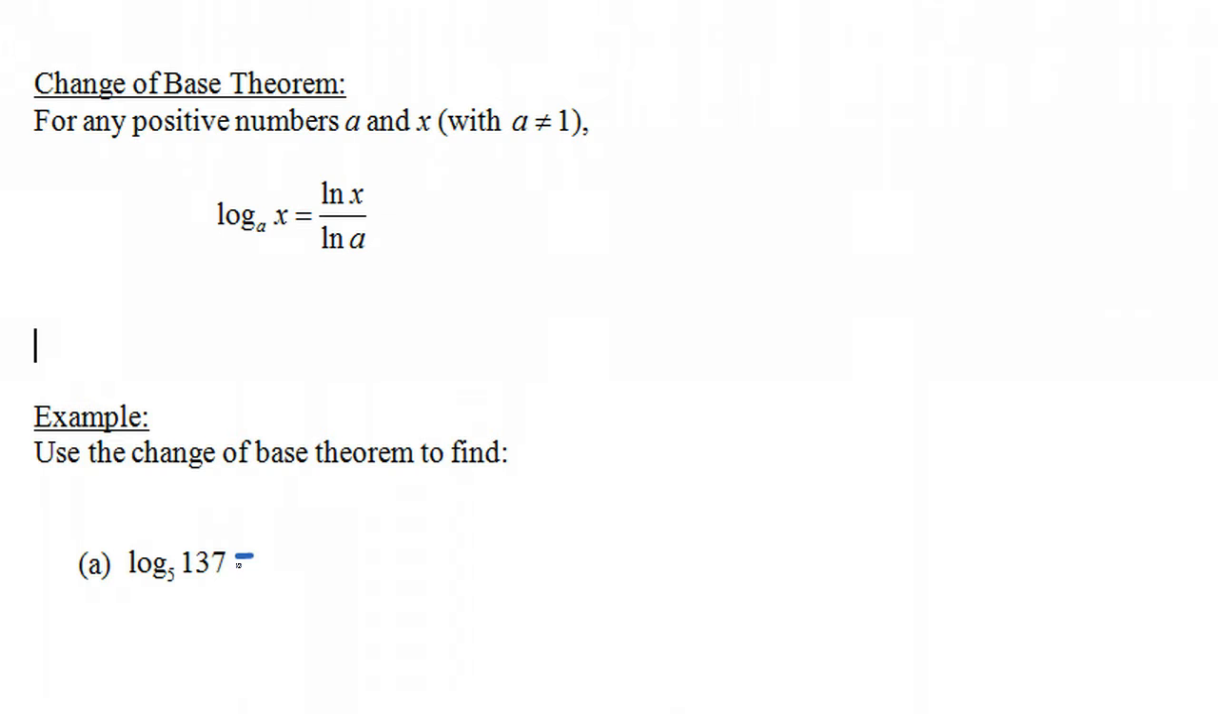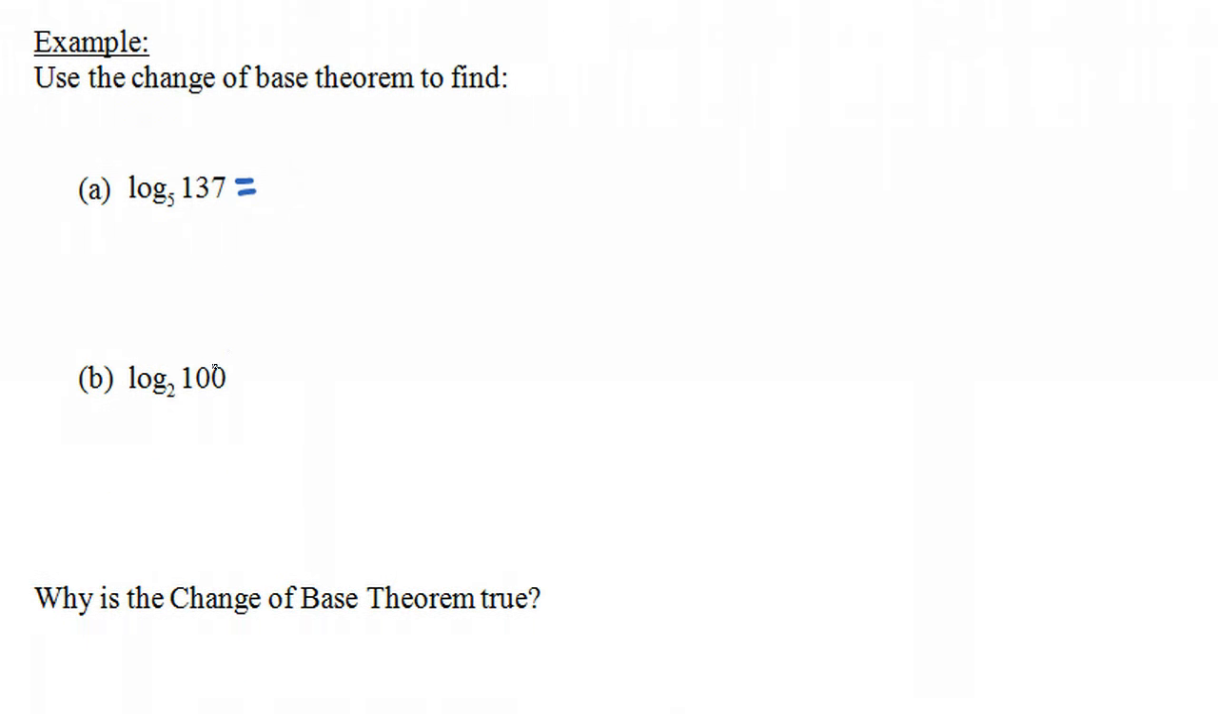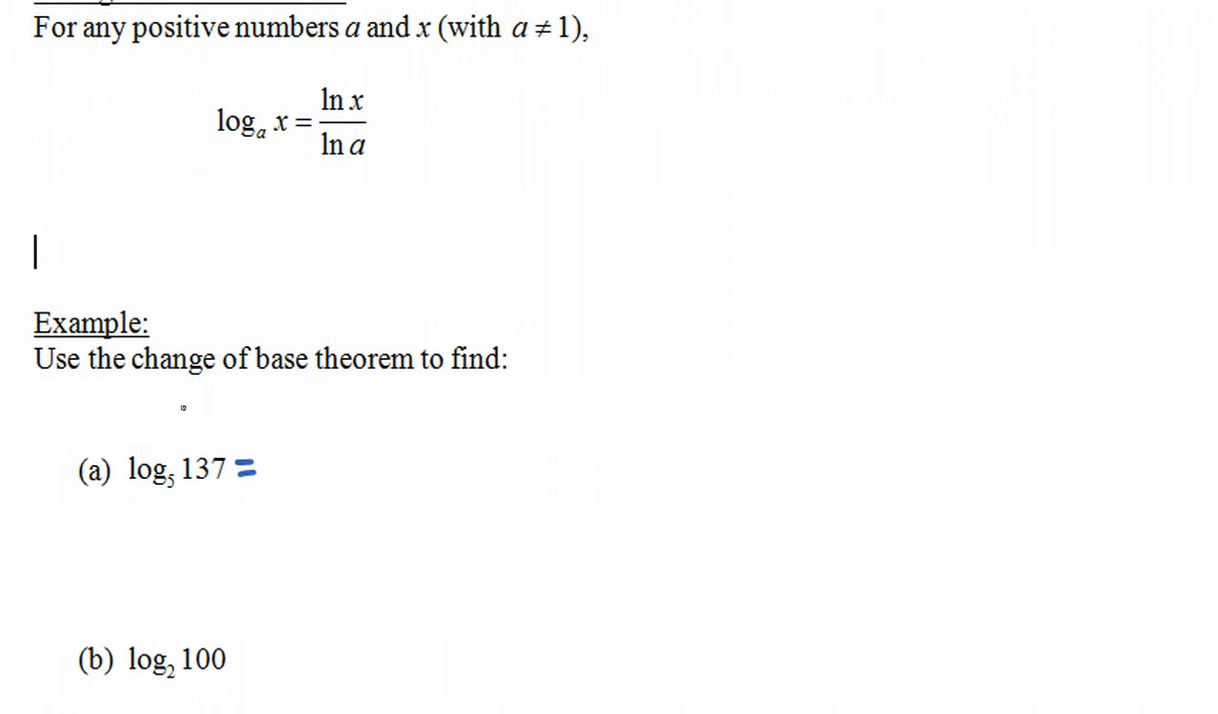And again, before we actually plug it in, let's take a guess and think, what would this be approximately? Now 5 cubed would be 125. That's not quite big enough, but 5 to the 4th power would be way too big. That'd be 625. So I'm guessing the answer would be a little bit bigger than 3. Now, according to the change of base formula, the a here would be the 5, and the x would be 137. So we can rewrite this as natural log of 137 over natural log of 5.